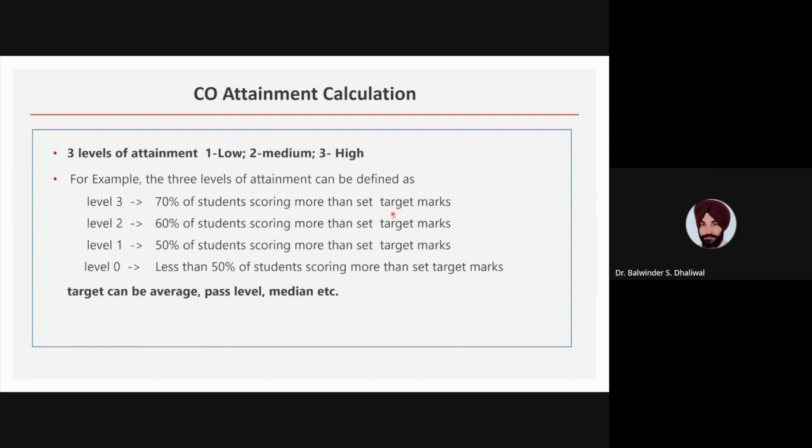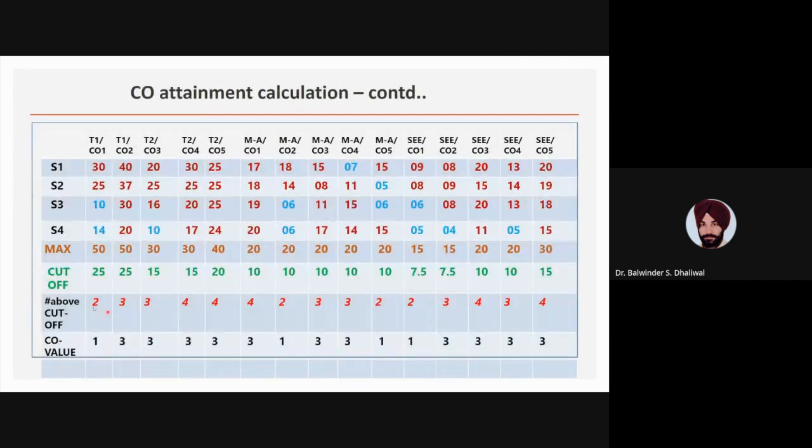So there should be proper justification for using a particular value. So whether we are using previous year results for setting these target marks, or we are using say pass levels, median, or any other method which we are using, we need to fix a particular cutoff marks. So here 50% has been taken as cutoff.